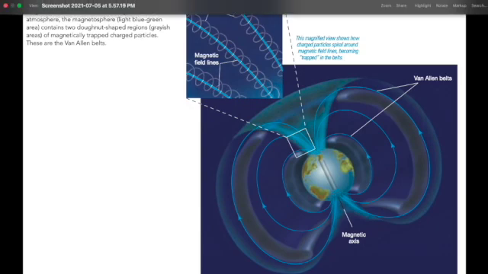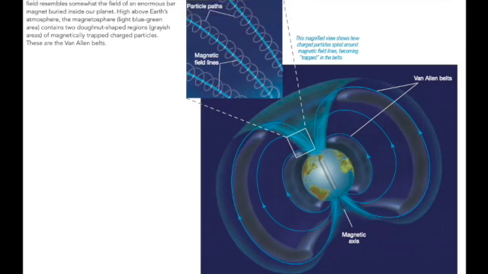Earth's magnetic field resembles somewhat the field of an enormous magnet buried inside the planet, high over Earth's atmosphere. The magnetosphere, the light blue green area, contains two donut-shaped regions, the grayish areas of magnetically trapped charged particles. These are the Van Allen belts. I think you get a clear idea of what the Van Allen belt is.